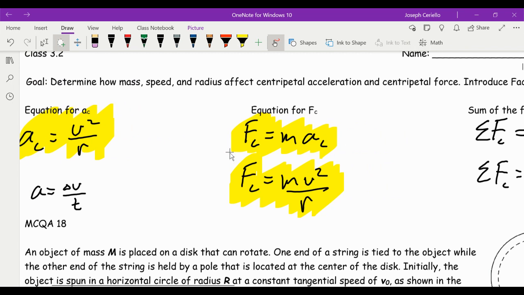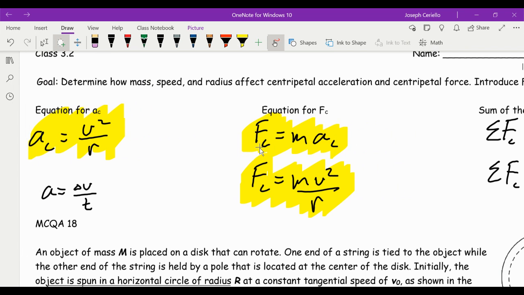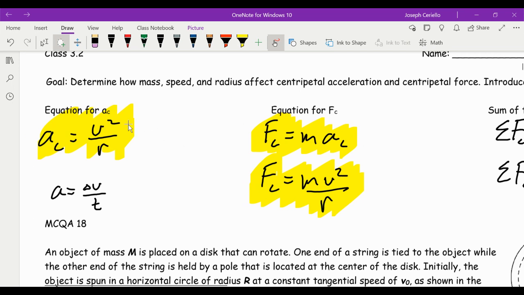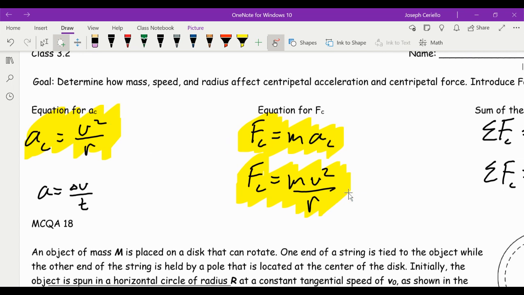Now, centripetal force is simply the mass times the centripetal acceleration. So it's mv squared over r. You might see it written both ways. Just be aware of that. I would just memorize all these. They are on the reference table, but I would make sure you know all of them.